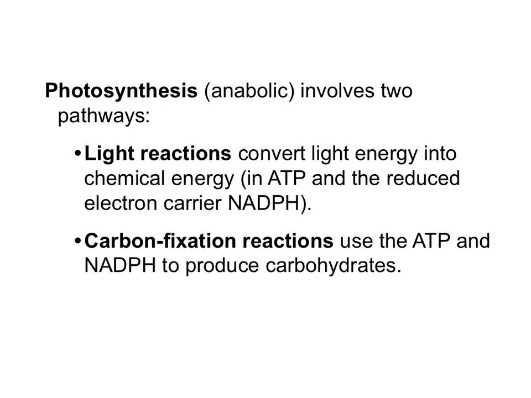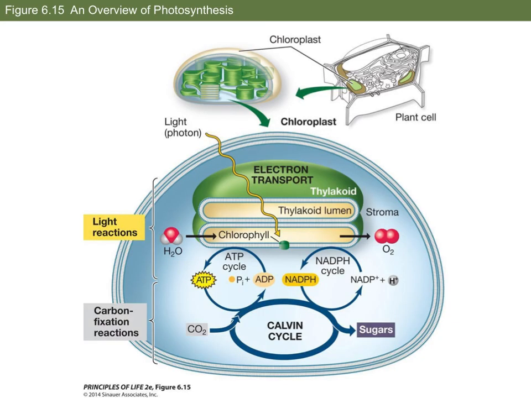Photosynthesis, which is anabolic, involves two pathways. The light reactions, which convert light energy into chemical energy. In this case, we're looking at ATP and NADPH, or the chemical energy. And then the second pathway in photosynthesis are your carbon fixation reactions. This is where we're going to use the energy, ATP and NADPH, produced in the light reactions to produce those carbohydrates. So this is an overview of the process and how the two are linked.